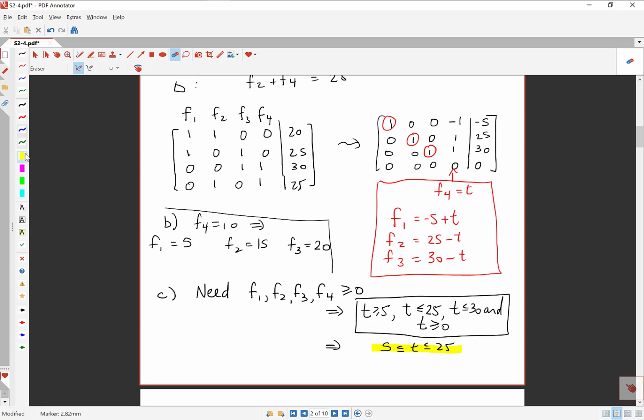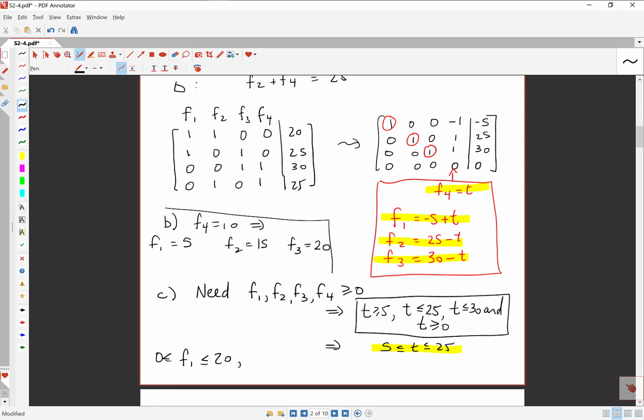And to find the minimum and maximum flows through each intersection, what we're going to do is look back at part A, where we had our solution, and we're just going to see what happens as we sub in these T values. So I'll write down our answer right at the bottom of the screen here. So let's think about F1 first. If we sub in T equal 5, we get 0. And if we sub in T equal 25, we get 20. So that tells us F1 is ranging between 0 and 20.